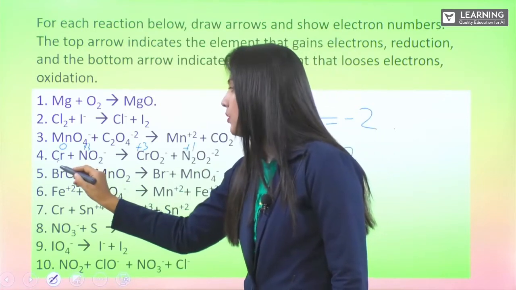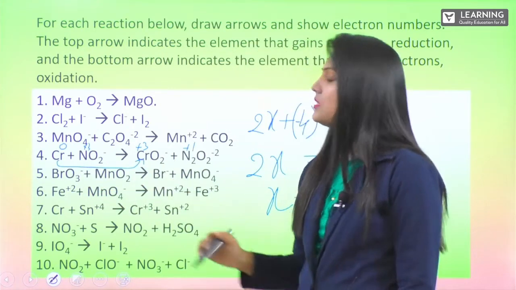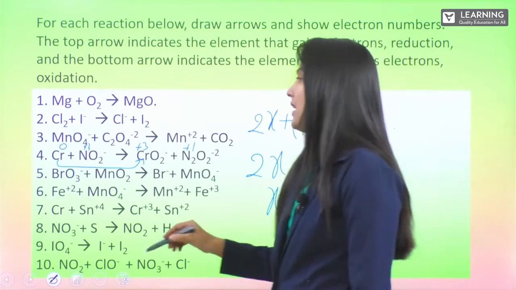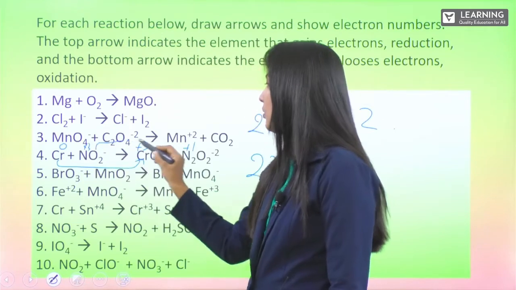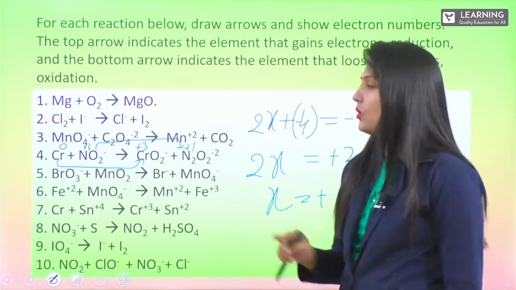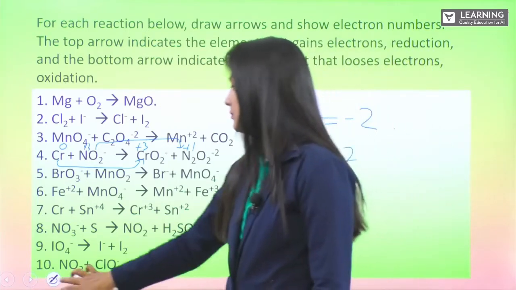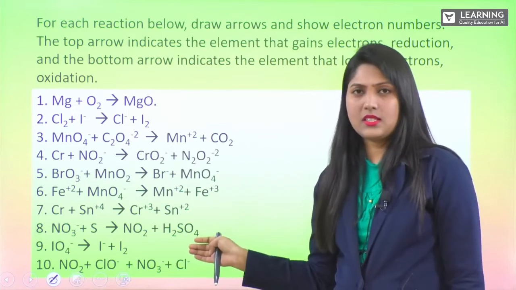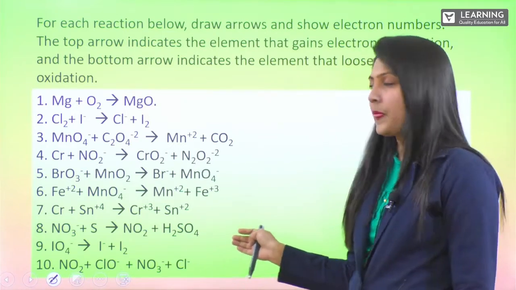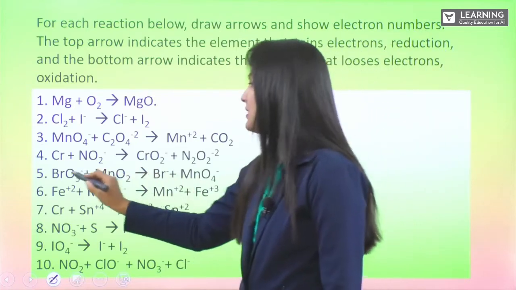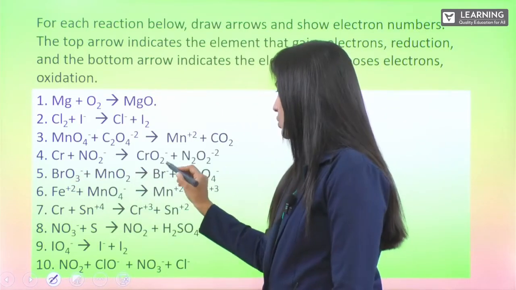Now chromium goes from 0 to plus 3, which means 3 electrons have been lost. So it is undergoing oxidation. Whereas nitrogen goes from 0 to plus 1, so it has been gaining 2 electrons. So it is undergoing reduction. Hope you are understanding all these things, how to do this, students. Okay, good.